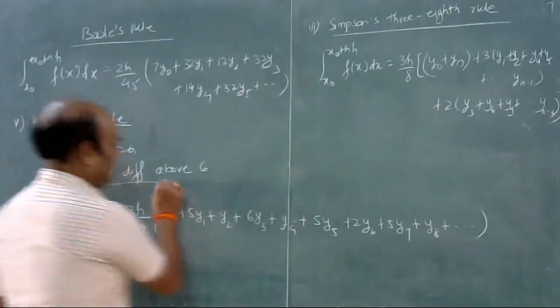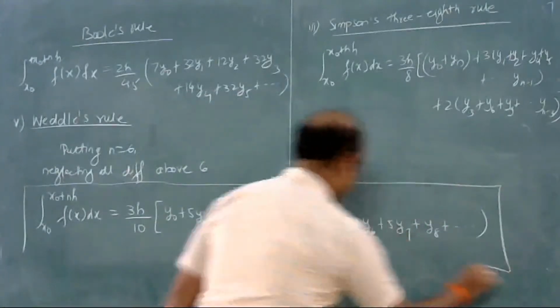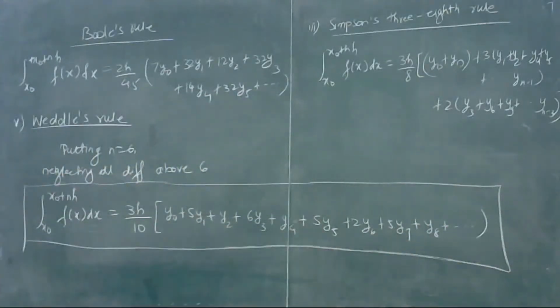So out of these 5 rules, this Weddle rule gives the most approximate solution. Generally, Weddle's rule gives more accurate results than any other rule. Okay, so now we will solve one numerical based on this.